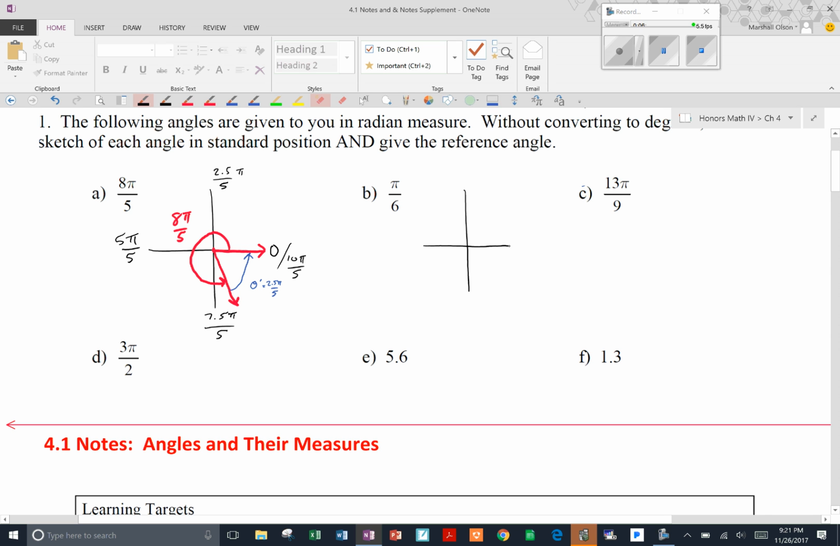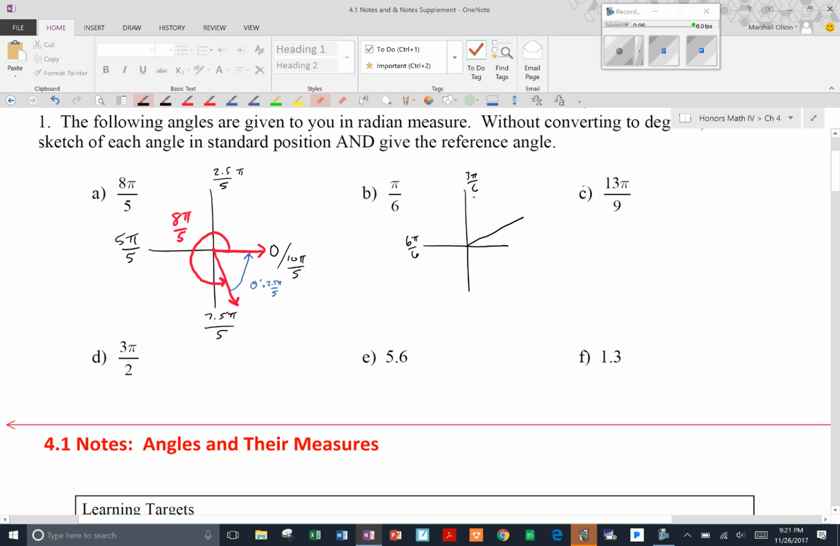Pi over 6 is actually one of our important angles that we deal with quite a bit. Since this would be 6 pi over 6, and this would be half of that, which is 3 pi over 6, or pi over 2. I'll just leave it in terms of pi over 6 right now. This is 3 pi over 6. 1 pi over 6 would be 1/3 of that way, right there.